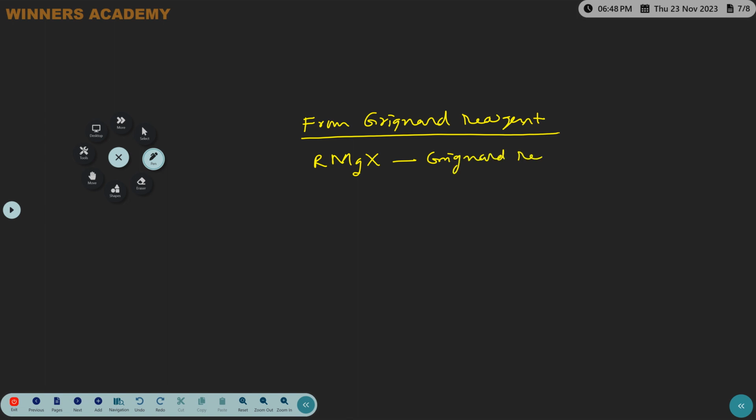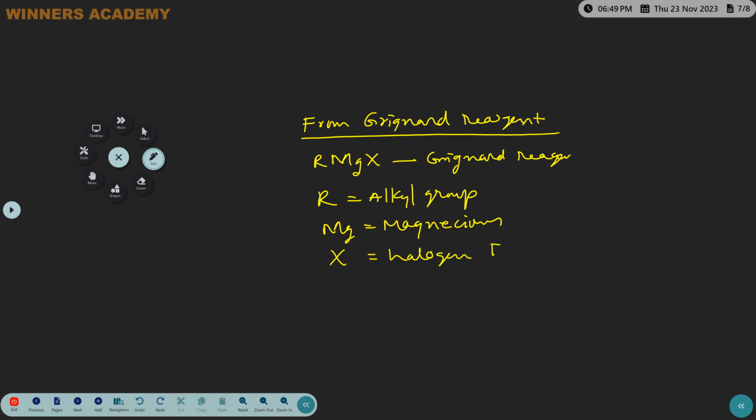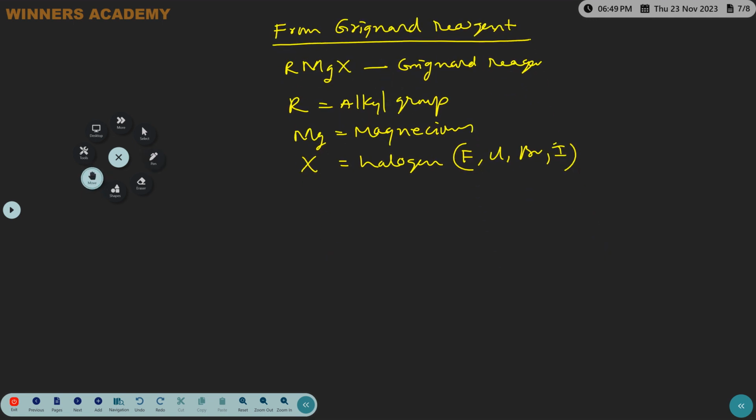What is R here? Here R means an alkyl group. And Mg means magnesium metal. And what is X? Halogen. Any halogen: fluorine, chlorine, bromine, iodine. Okay. This is called a Grignard reagent, RMgX.